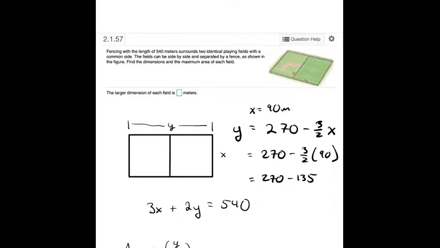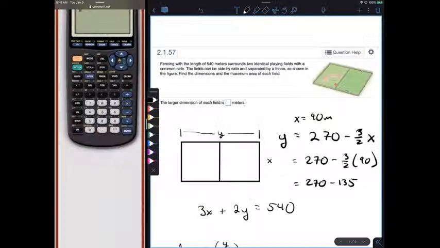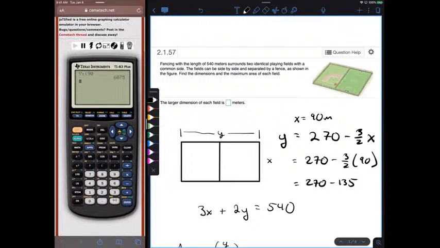Let me see. I'm just going to use my calculator again just to be sure. So then I'm going to do 270 minus 3/2 times 90. I got 135. Okay, cool beans. So then if y is 135, but it says find the dimensions and maximum area of each field. Gotta do y divided by 2?